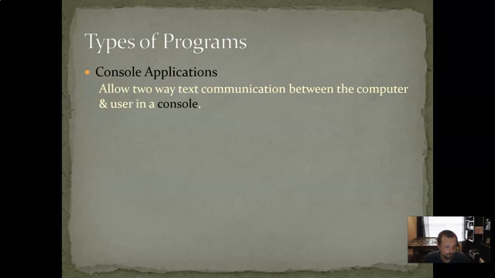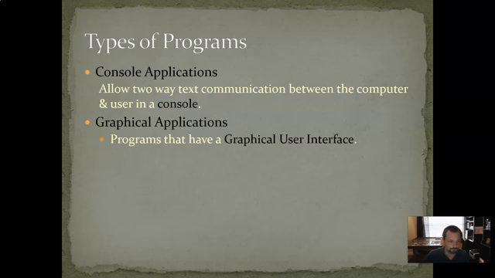Types of programs. We have console applications, which allow two-way communication between the computer and the user in a console. That's a little box that you can type in and get messages. Graphical applications are programs that have a graphical user interface. Typically, these are programs with windows and buttons and drop-downs, so graphical windows.